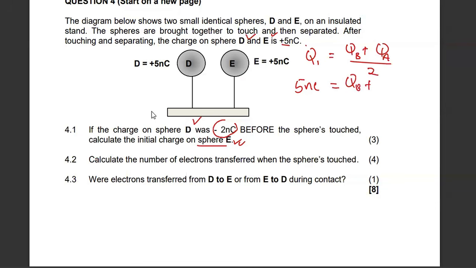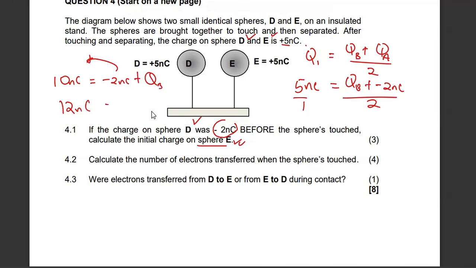The charge after, wait a minute. Because we have a negative 2 here, divided by 2. When I cross multiply, I have 10 nanocoulomb is equal to negative 2 nanocoulomb plus the charge before. Let's move that aside, meaning that we're going to have 12 nanocoulomb as the charge that was on E. Okay.